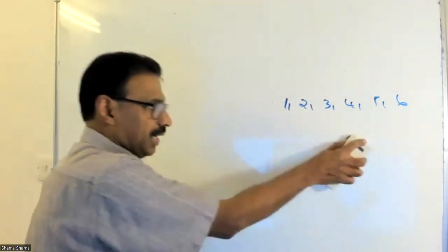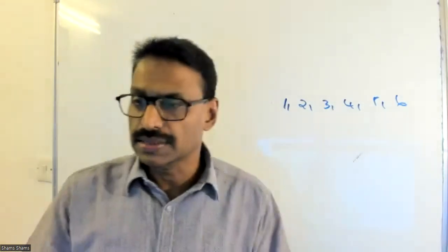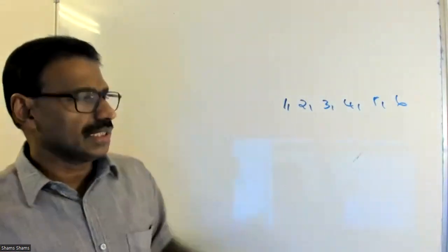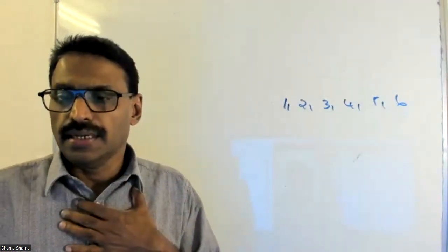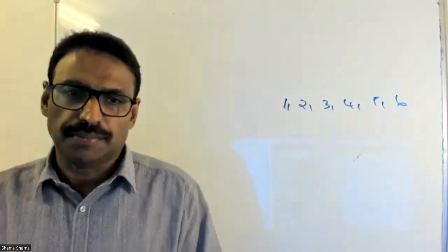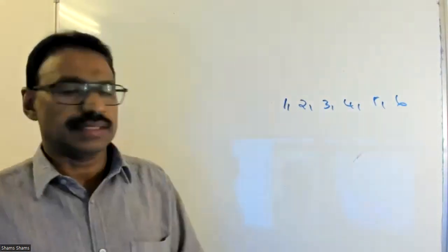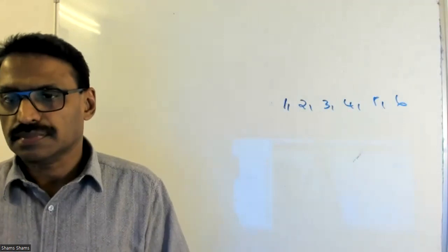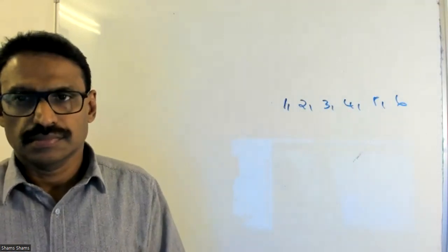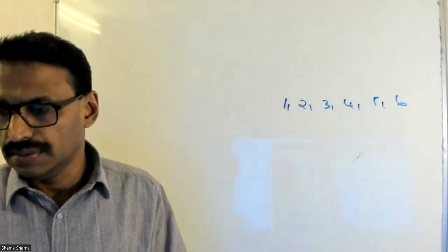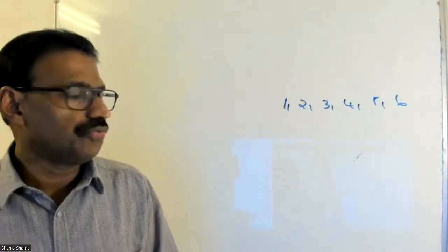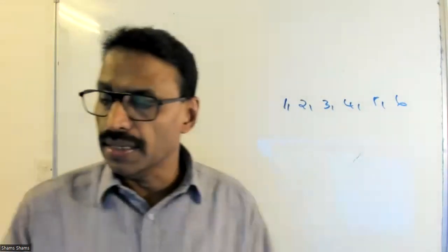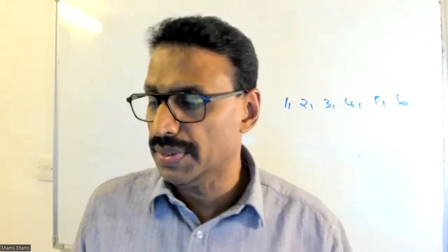I come to the point. Favorable outcome means, suppose throwing a dice, I'm asking the chances to get even numbers. How many even numbers are here? Three. Which are the even numbers? 2, 4, 6.